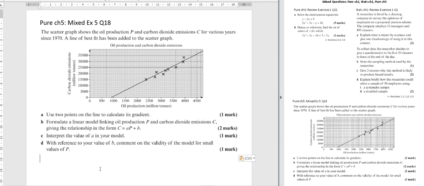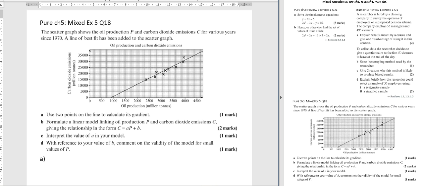Interpret the value of A, so we need to make sense of what A means. And with reference to the value of B, comment on the validity of the model. So we need to look at exactly what A and B represent in this context: A being the gradient of our line of best fit and B being the y-intercept.